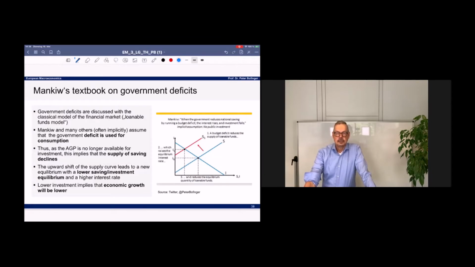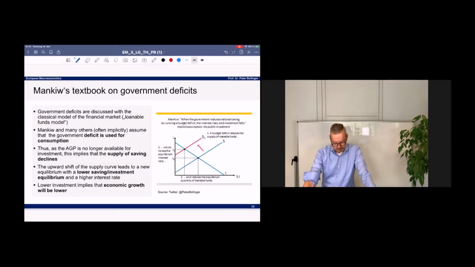And the interesting case, and I think the most relevant case today, is that the government tries to invest more, for instance, to do something to stop climate change, to do all kinds of green projects and investments. This case is not discussed in all the classical, neoclassical models of government debt.